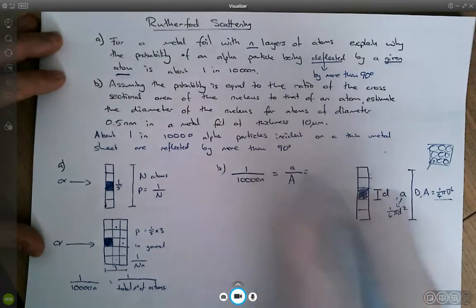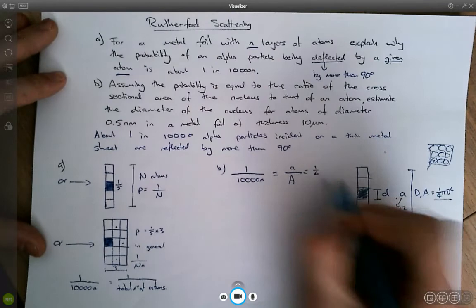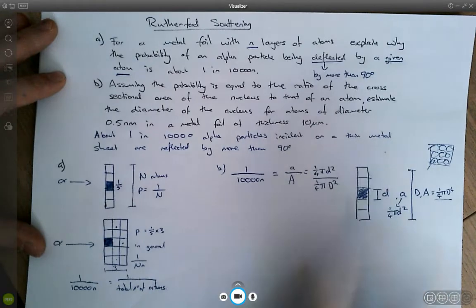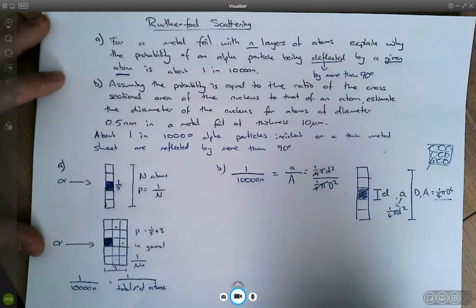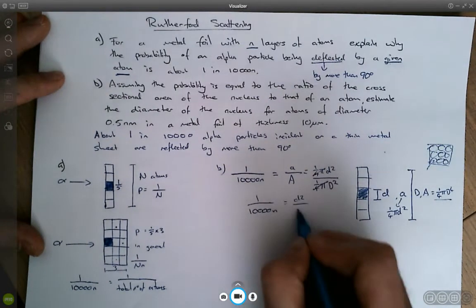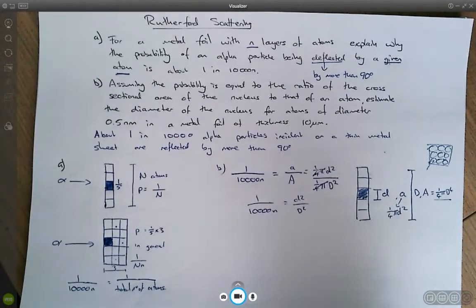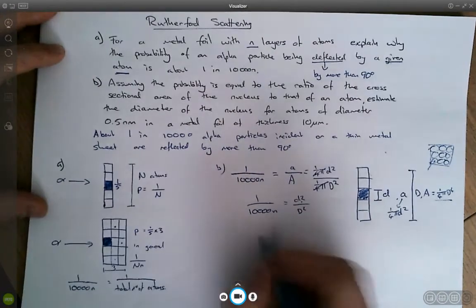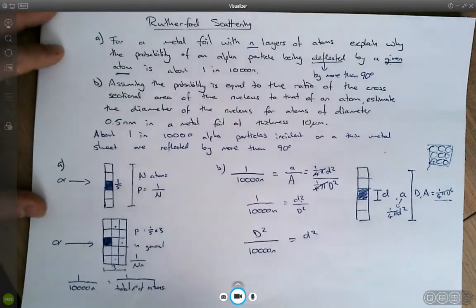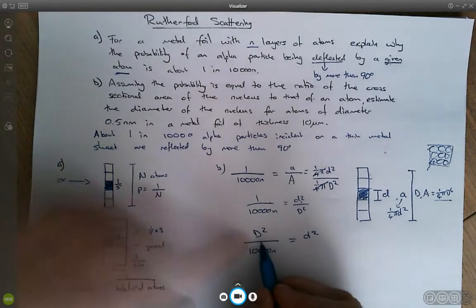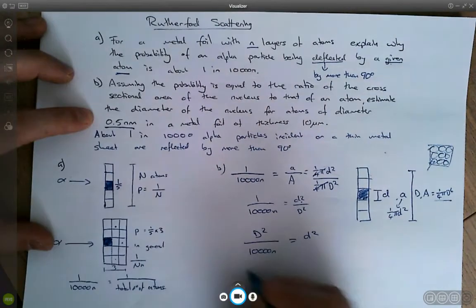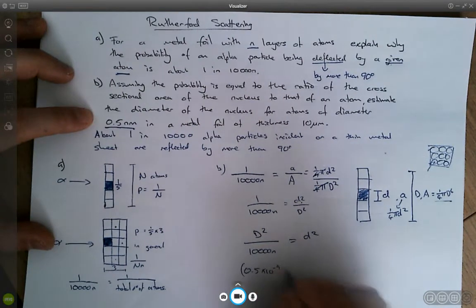So the ratio of the two areas is 1/4 pi little d squared over 1/4 pi big D squared. Obviously, this cancels with this, so we're left with our expression here. So we want to find the diameter of the nucleus, so we rearrange like this. Now, we've been given the diameter in the question. The diameter was 0.5 nanometers, so 0.5 times 10 to the minus 9, squared.